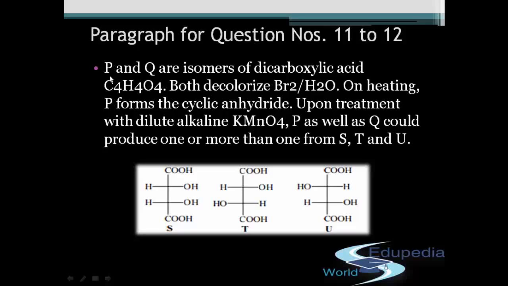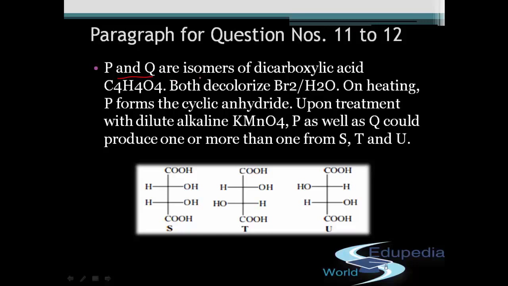Okay students, so let us come to question numbers 11 and 12. Question numbers 11 and 12 are paragraph based questions which are from the topic of organic chemistry, and I would rate it as one of the better questions of IIT JEE because it does require some amount of thinking and conceptual understanding. So let us analyze the question first.